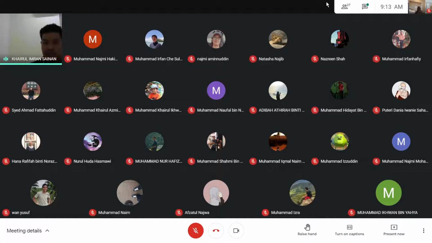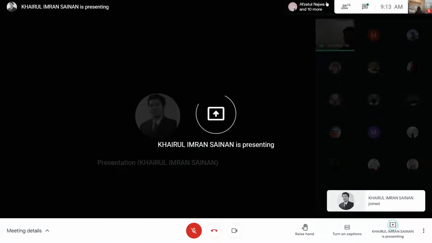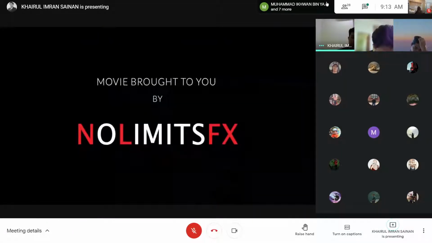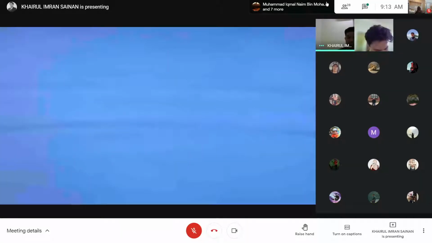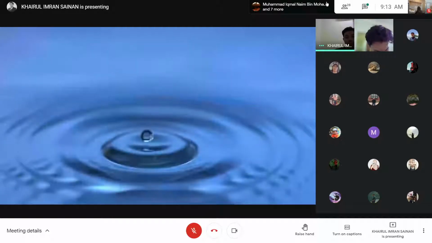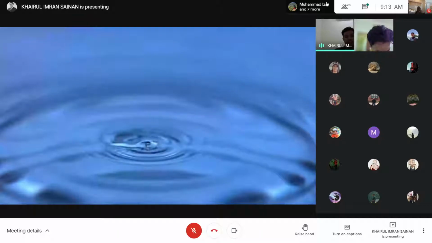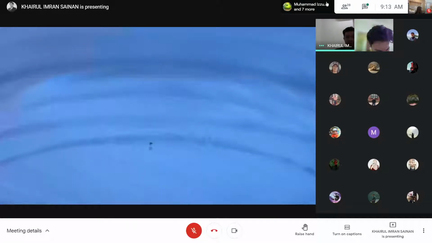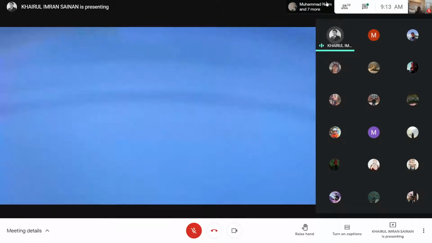So let's take a look again at the water droplets. So again, see, there is a ripple. It goes from small and becomes larger. Somebody just now drew 1, 2, 3 droplets. Okay, it's okay, but the one that we analyze is only one of them.